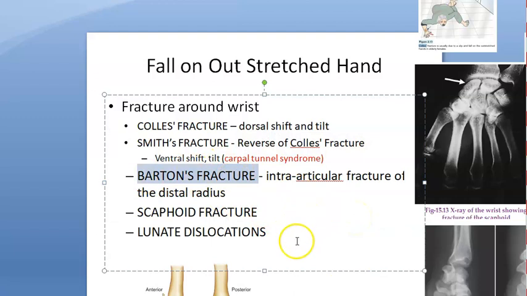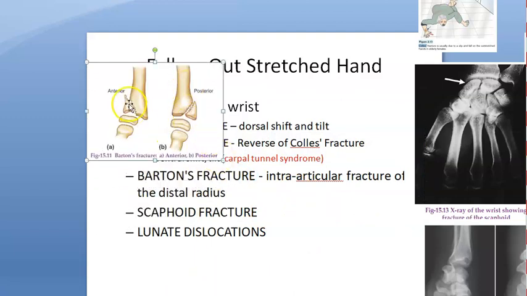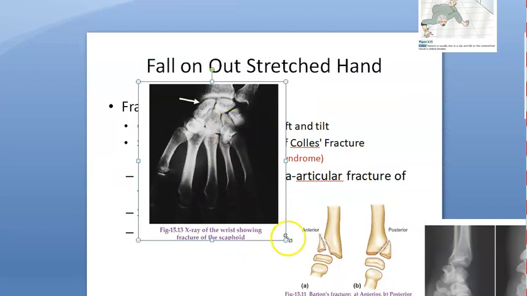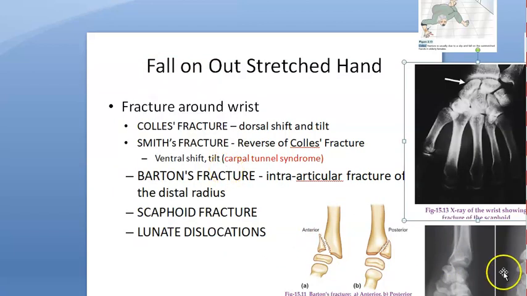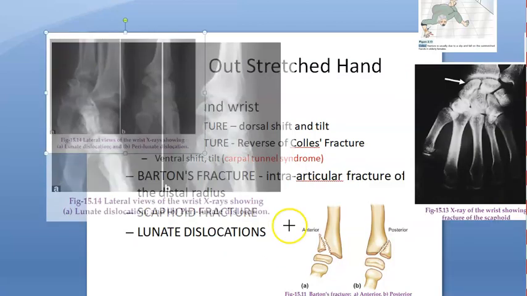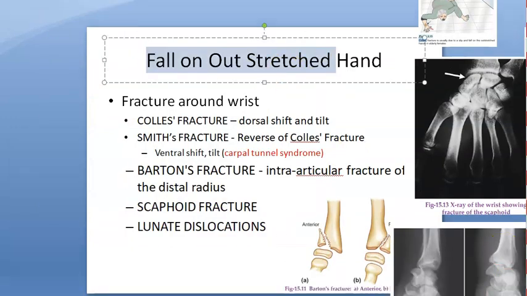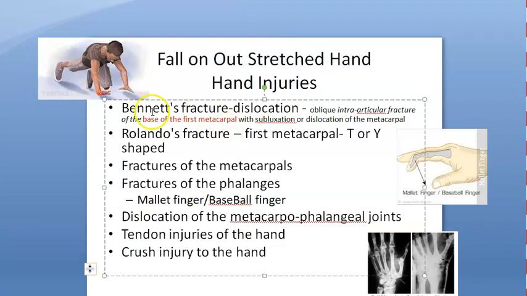Barton's fracture is the intra-articular fracture of the distal radius, okay, that is Barton's fracture. Then you have the scaphoid fracture, where you have the fracture of the carpal bone scaphoid. Then you have the lunate dislocations that can happen. Then as the name suggests, fall on outstretched hand means obviously hand injury should be there. So you have the Bennett's fracture, where you have the fracture of the base of the first metacarpal, that means your thumb, whatever is connecting your thumb, right, that first metacarpal.